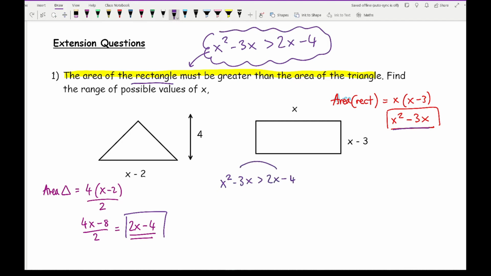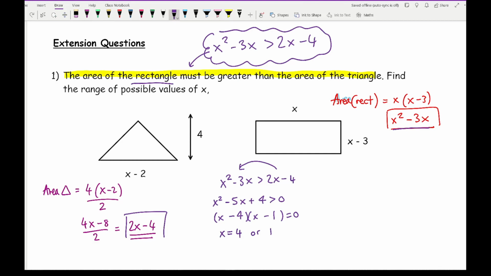So if I take all of that over to that side to keep the x squared positive, but also to make it equal to 0, I've got x squared minus 5x plus 4 is greater than 0. Now this does factorize, in which I've got 4 and 1, minus and a minus, in which then I've got x equals 4 or x equals positive 1. Now, looking at this, in terms of the possible values it could be, well, can x equal 1? Well, looking at this, it can't.